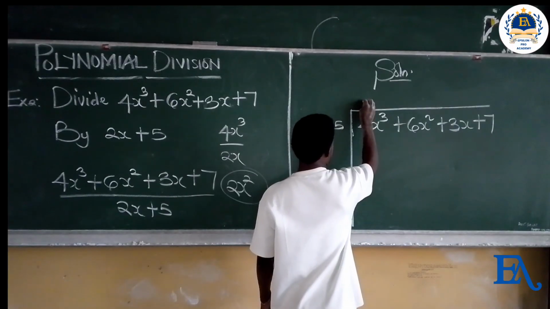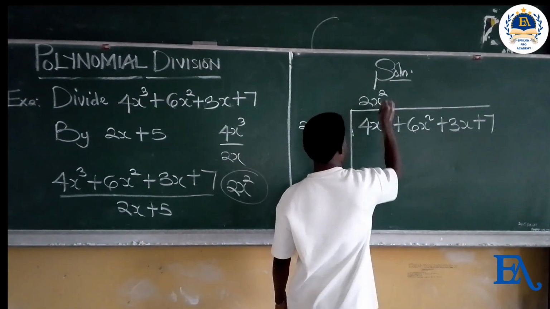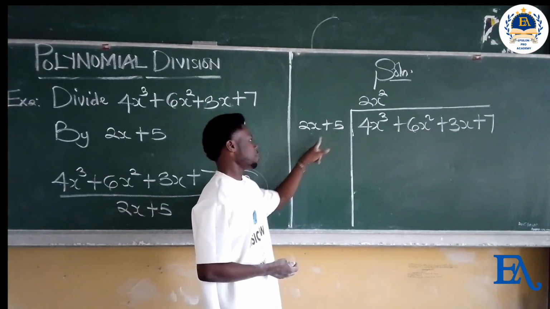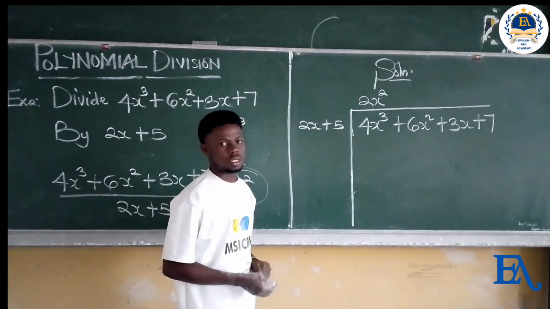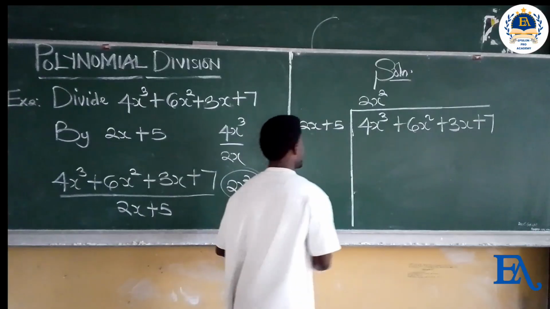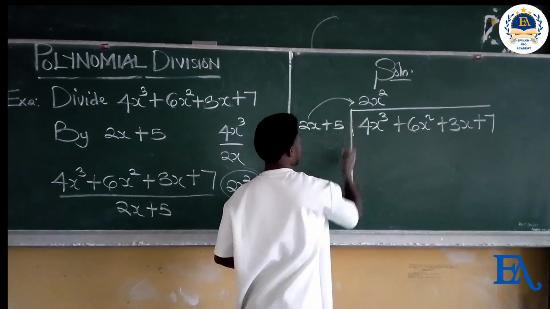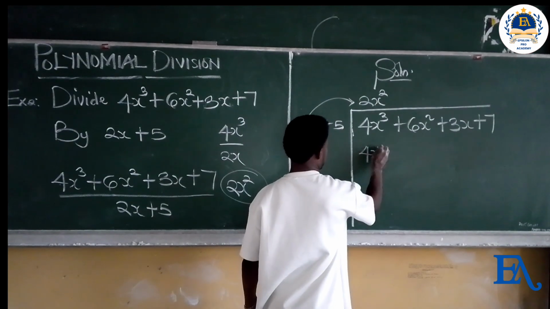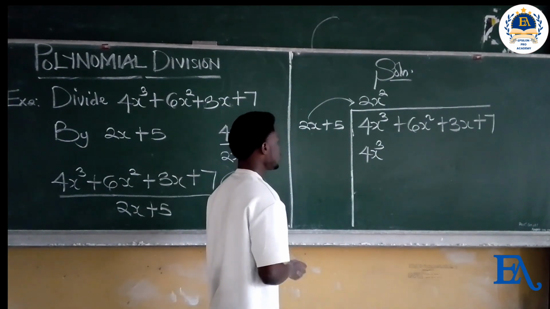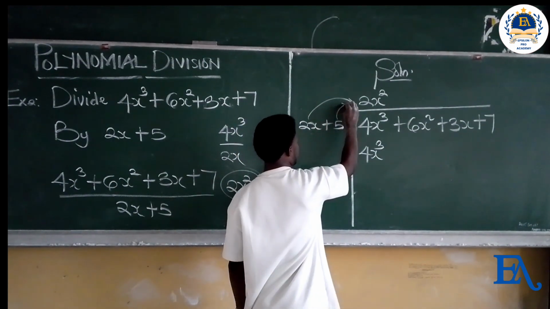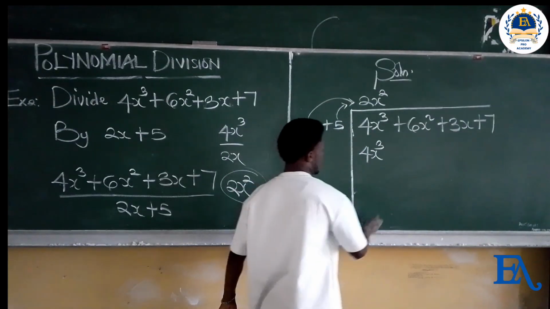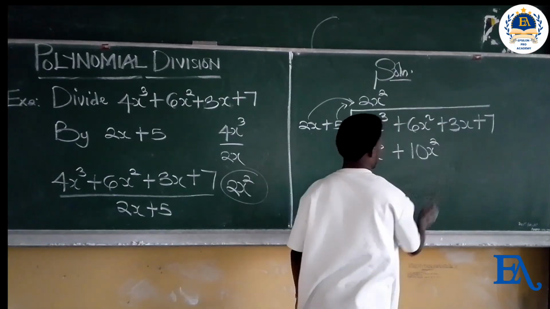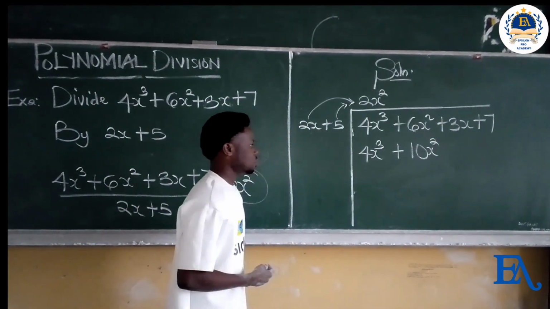And it is written up here, 2x raised to the power of 2. Step number 2 is to multiply each term in the divisor by the quotient of 2x squared. So doing that, 2x times 2x squared gives 4x raised to the power of 3. Again, 5 times 2x squared gives plus 10x squared.